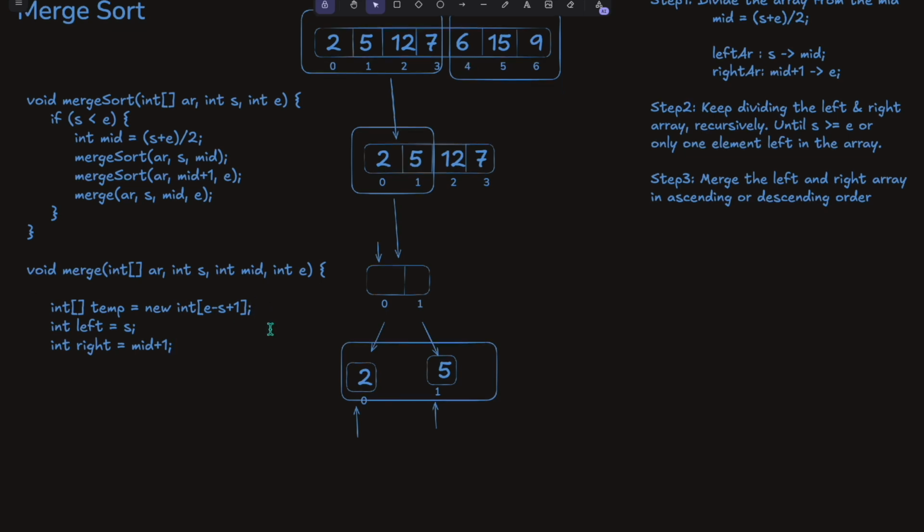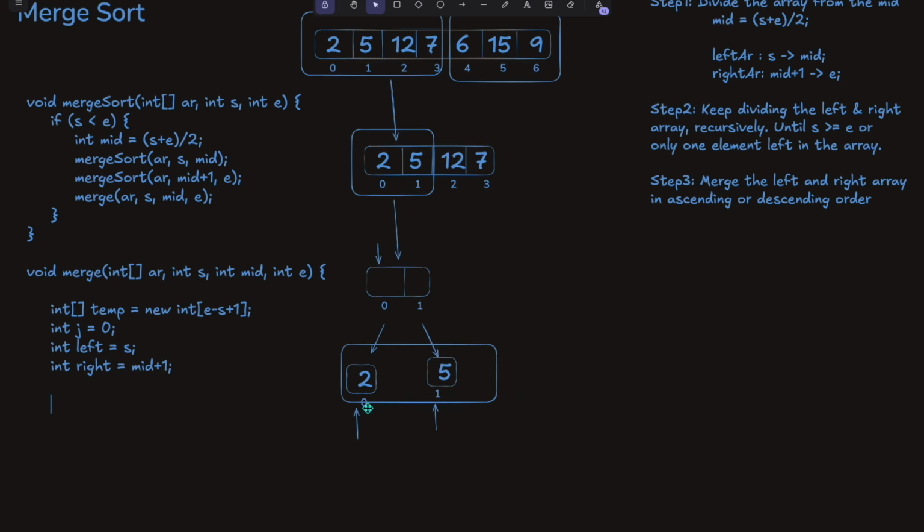Okay, and we need another pointer which we can call j. Initially it will be 0. So this j pointer will be used to place the value in the temporary variable. So we will iterate the temporary array using the j index. Now here we need to check the left side array with the right side array, and whichever has the lesser value, we need to place it in the resultant index, which is in the temporary array.